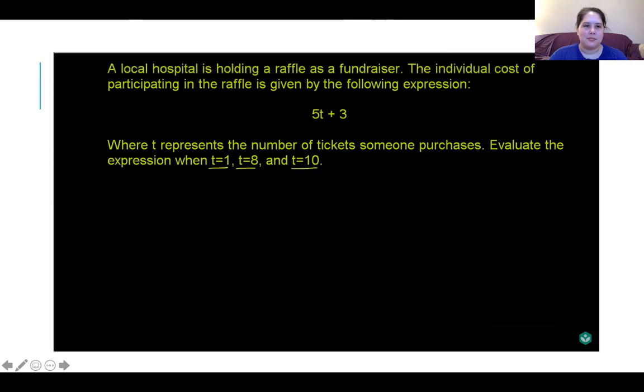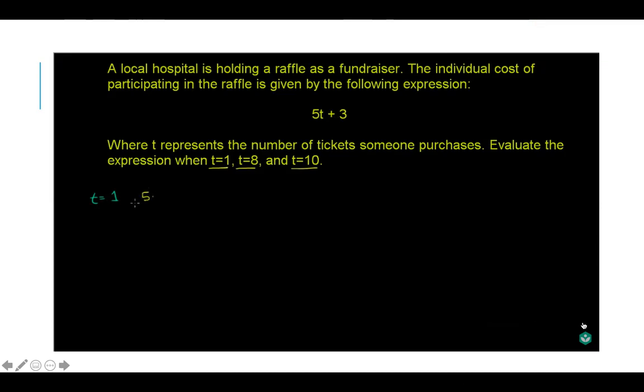So let's first take the situation where t is equal to 1. Then this expression becomes 5 times 1 plus 3. And we know from order of operations, you do the multiplication before you do the addition. So 5 times 1 is 5, plus 3, and this is equal to 8.